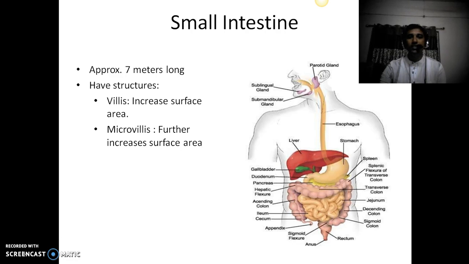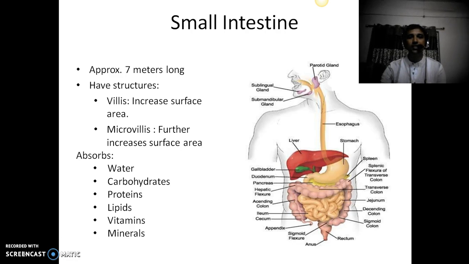Next is small intestine. It is approximately 7 meter long, having villi and microvilli to increase the surface area for increasing absorption. It absorbs water, carbohydrate, protein, lipids, vitamins and minerals. It has both types of absorptive system like active absorption and passive absorption and diffusion. It consists of three parts: duodenum, jejunum and ileum.